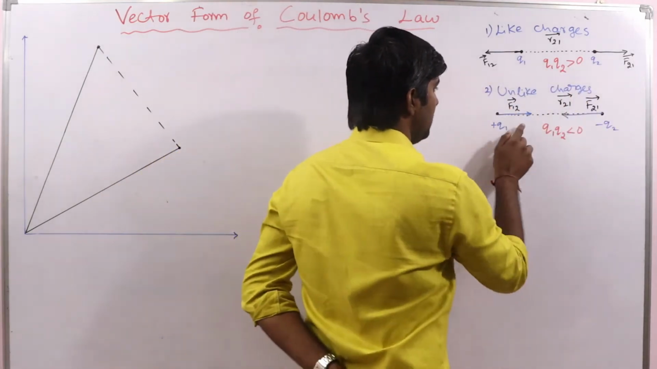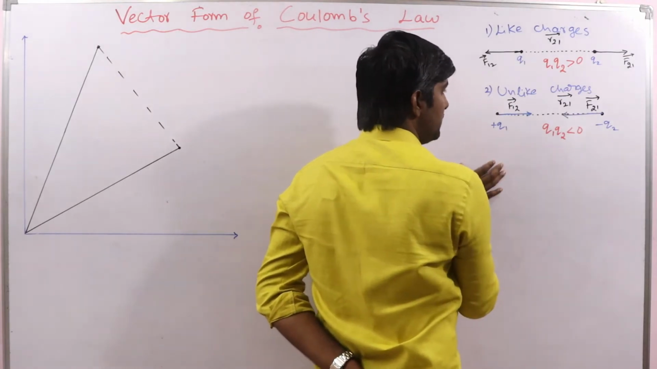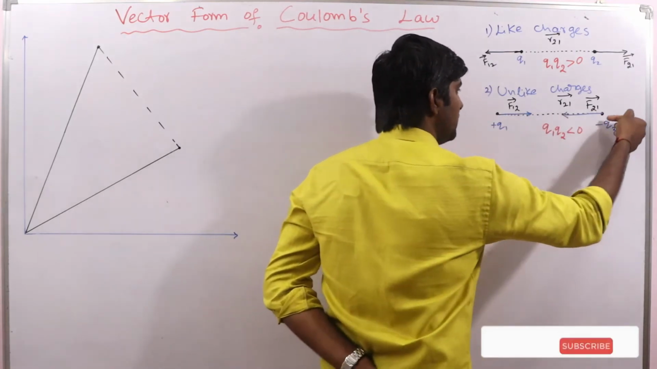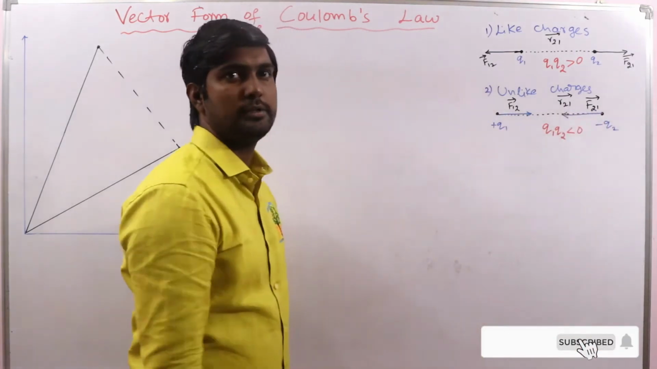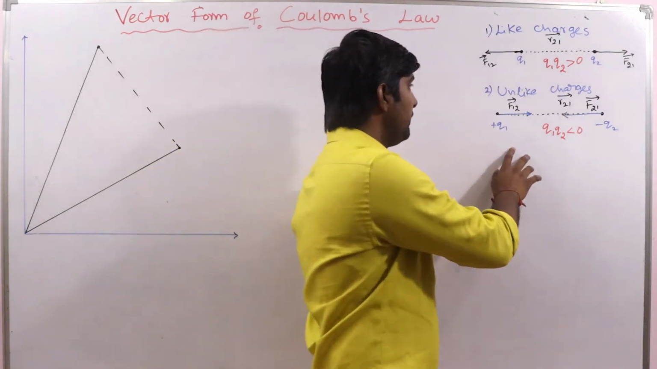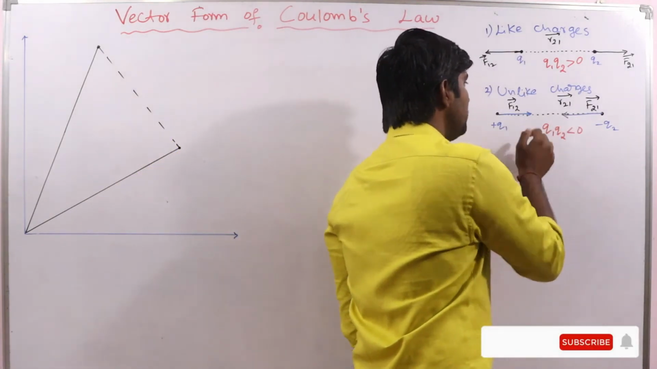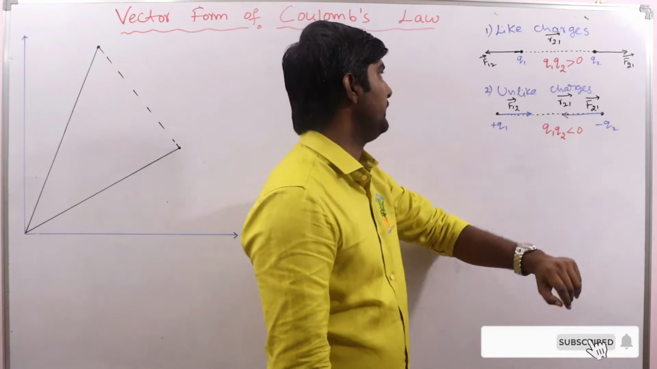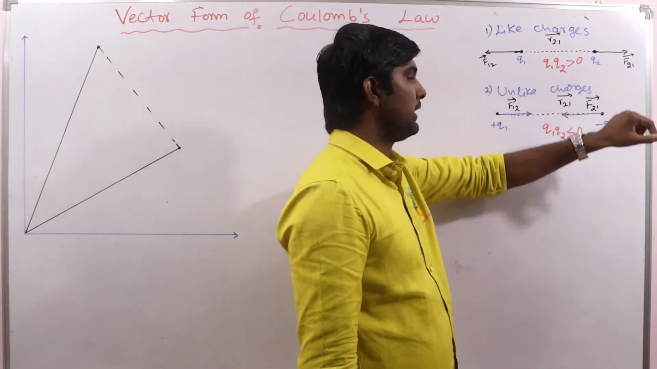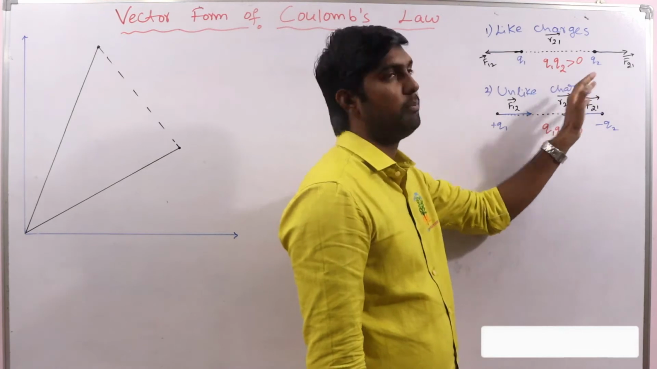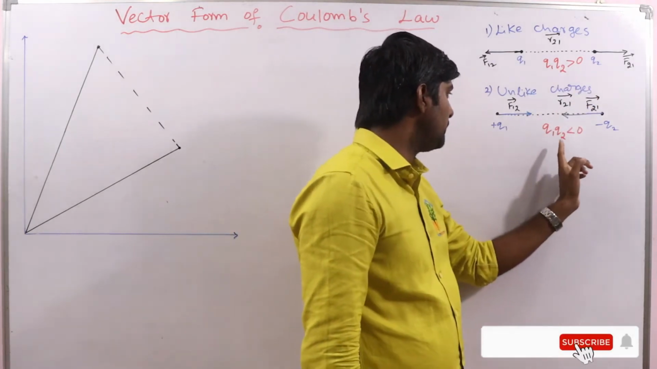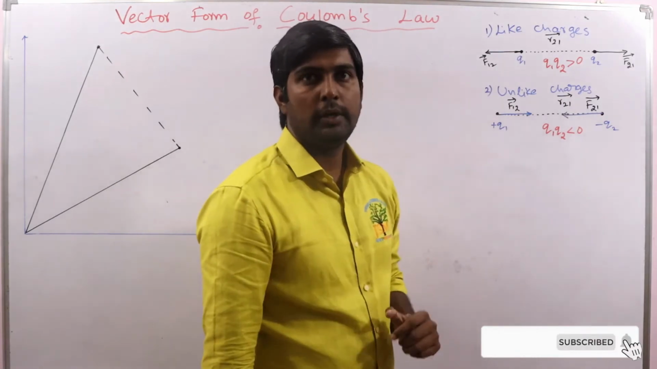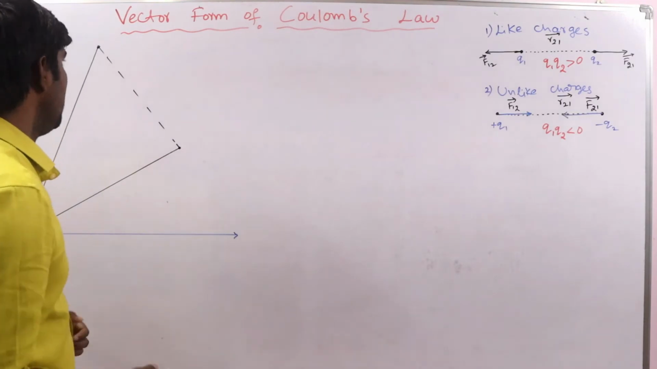Here these are oppositely charged, so the force is attractive. This one is attracted towards the negatively charged point charge and this one is attracted towards the positively charged point charge. Whatever it may be, the directions of the forces are opposite to each other. In this case q1 q2 is always greater than 0 because plus into plus or minus into minus, but here q1 q2 is always less than 0, plus into minus. Now let us discuss our topic.